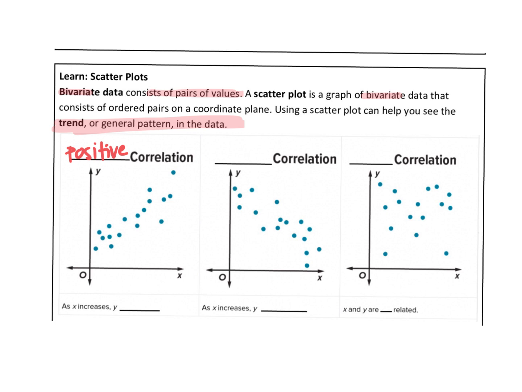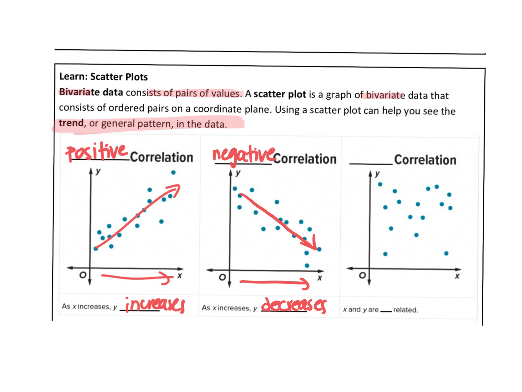This first graph has a positive correlation. Okay, you should have seen that in your notes yesterday. As x increases, so as I go this way, the x is getting bigger, the y is also getting bigger. So that's a positive correlation. A negative correlation is as the x gets bigger, the y values are going down. Okay, so as x increases, y decreases. This is called a negative correlation. So again, as the x goes up, the y goes down.